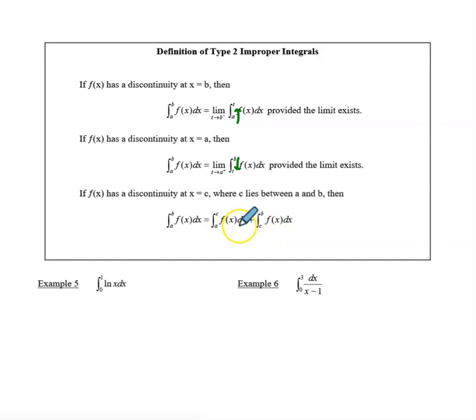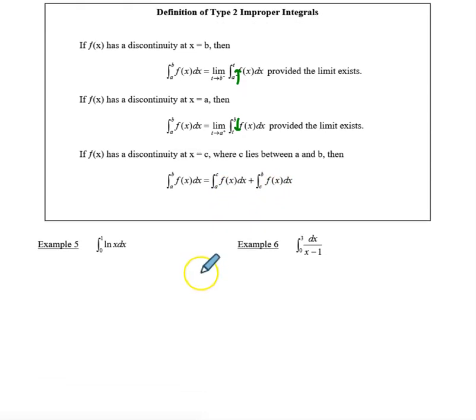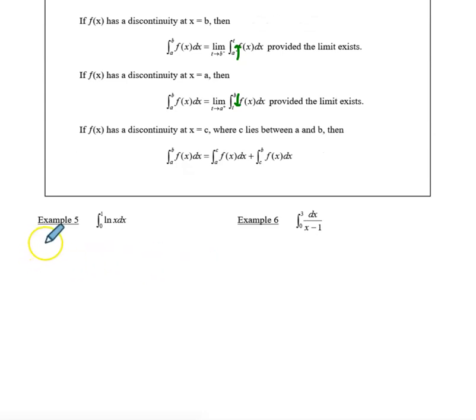And I will tell you this, if either one of these gets you a does not exist or one of the infinities, then your improper integral is divergent. If you get a number for each of these, then your improper integral will converge to the sum of these 2 limits. So let's try this with the natural log of x.